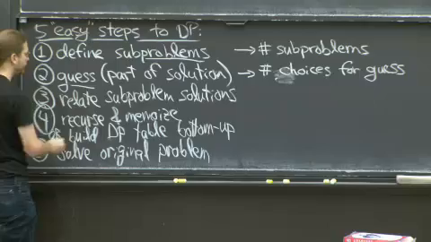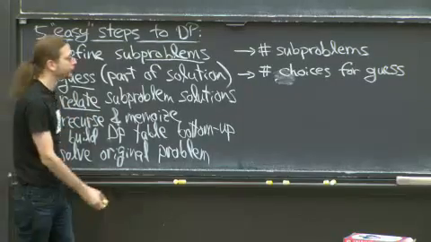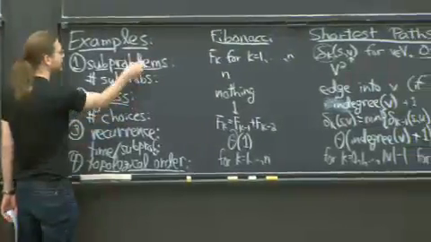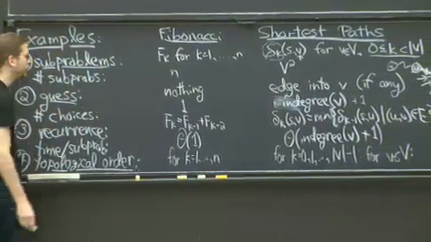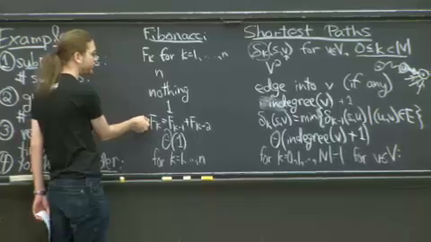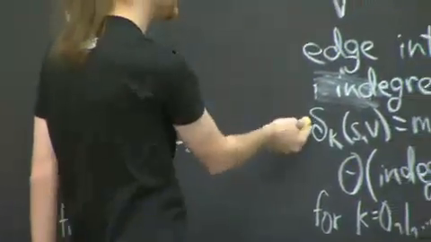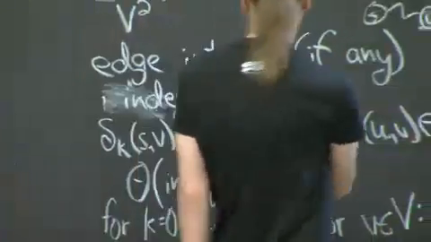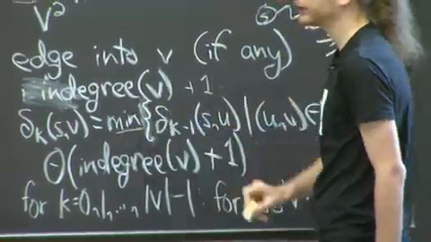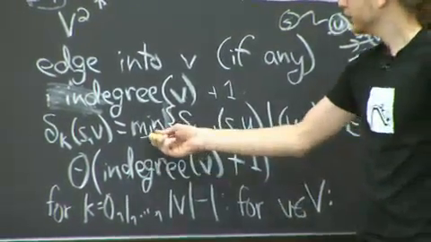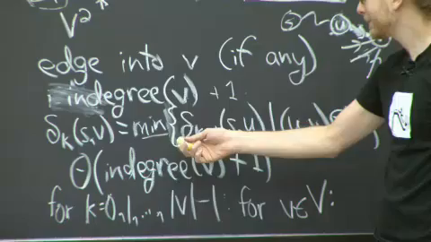OK, the next thing is the recurrence. That's step 3. We want to relate all the subproblem solutions to each other. For Fibonacci, that's the definition of Fibonacci number, so it's really easy. For shortest paths, we wrote this min. In general, typically it's a min or a max, whatever you're trying to solve. Here we're doing shortest paths.